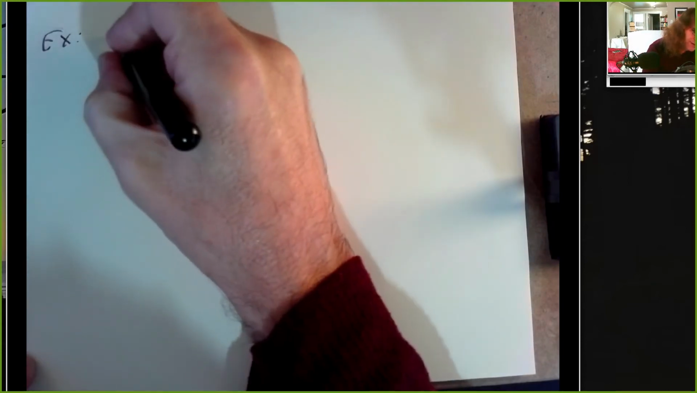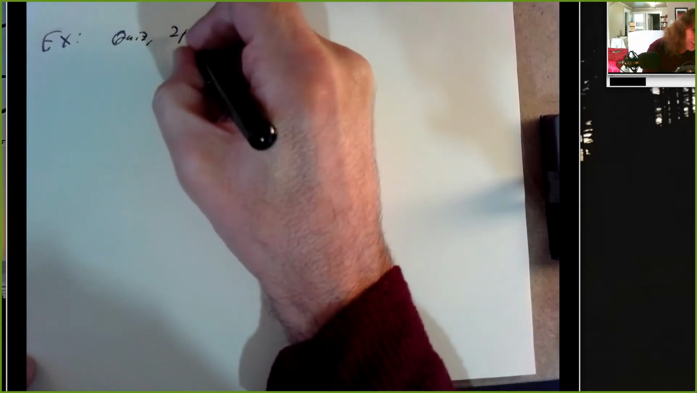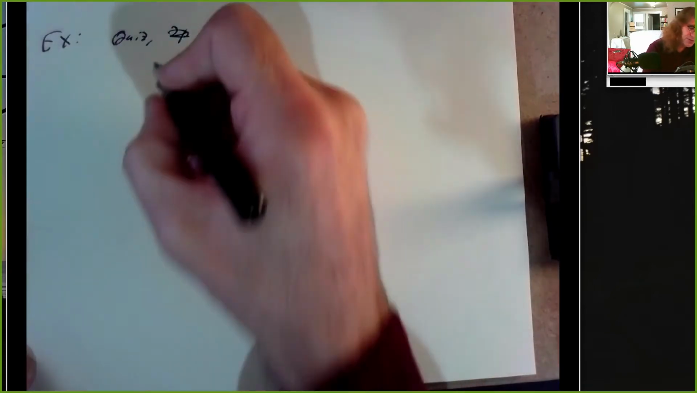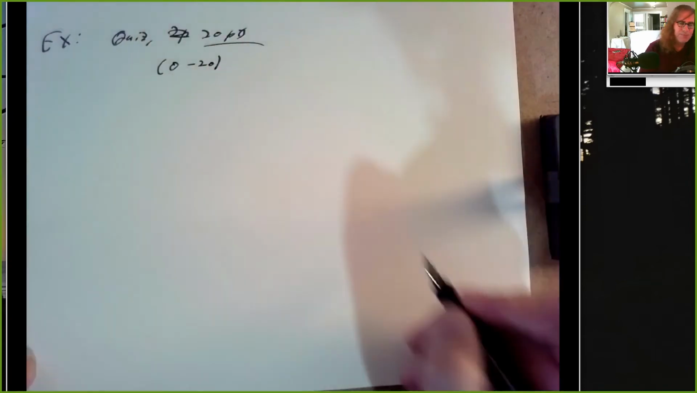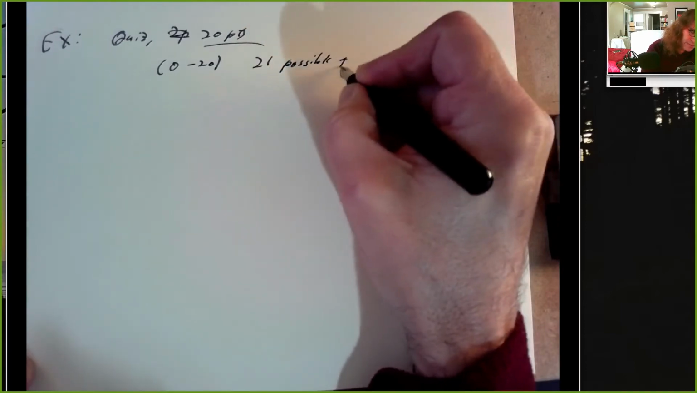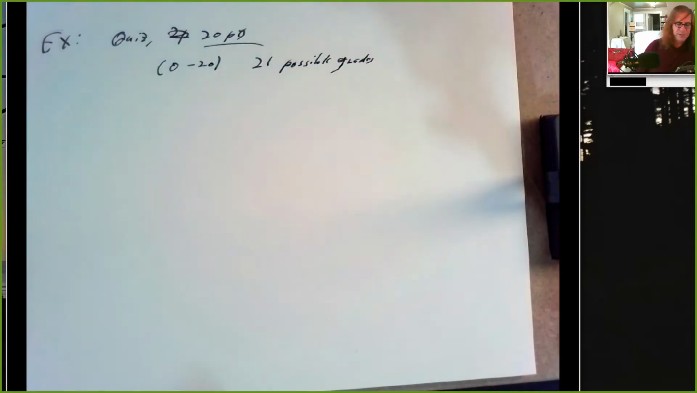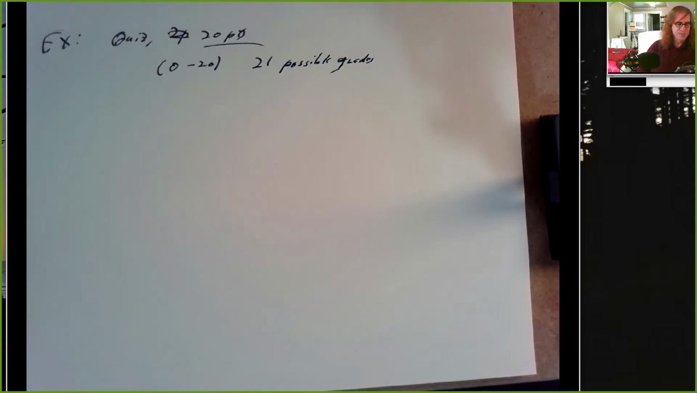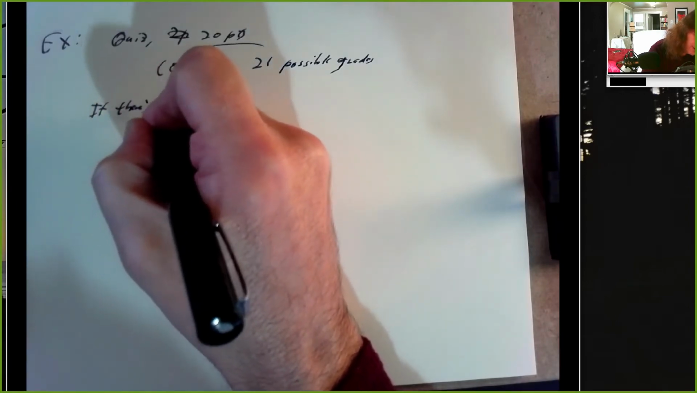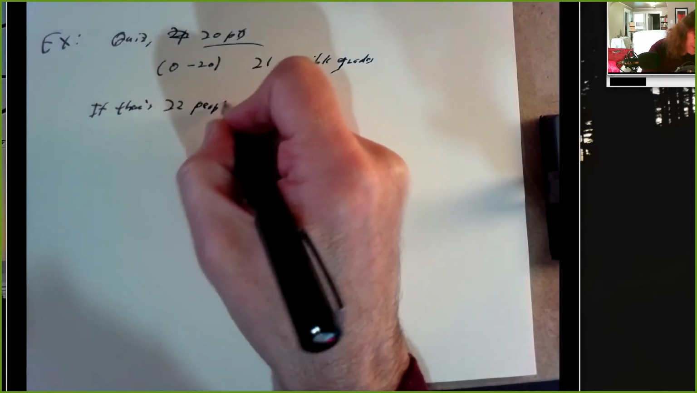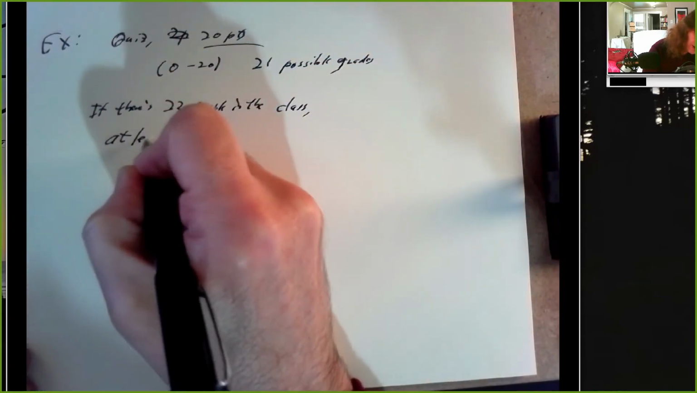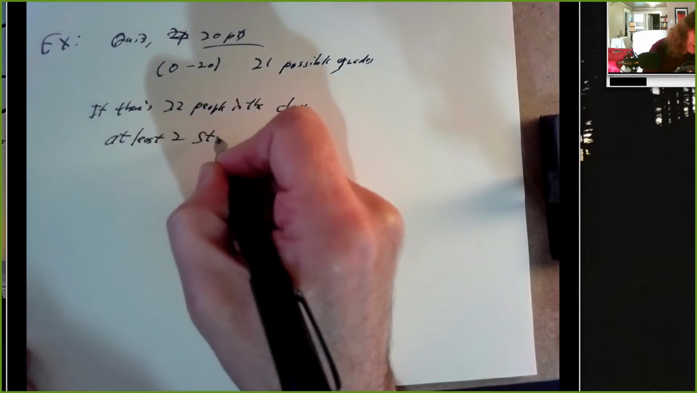So here's an example. You have a quiz. It's worth 20 points, which means your score can be anywhere from 0 to 20. So there's 21 possible grades: 0, 1, 2, 3 up through 20. If there's 22 people in the class, at least 2 students got the same grade.